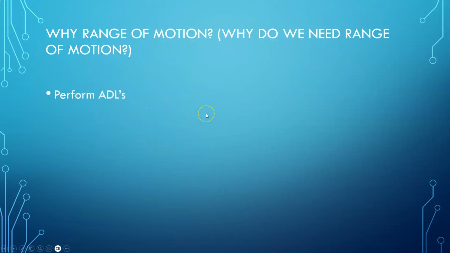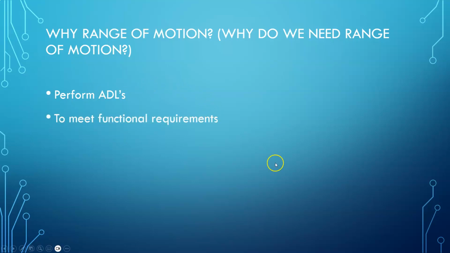So why do we do range of motion? Why do we need range of motion testing? Or why do we need range of motion at all? Well, the first is to perform activities of daily living, and you're going to hear that a lot coming up. Combing your hair is an activity of daily living. Vacuuming, washing dishes, walking up and down stairs, putting on clothes, so on and so forth. There are many things that we do in our day-to-day lives, our activities of daily living. And in order for us to be able to do those activities of daily living, we need normal ranges of motion in many joints.